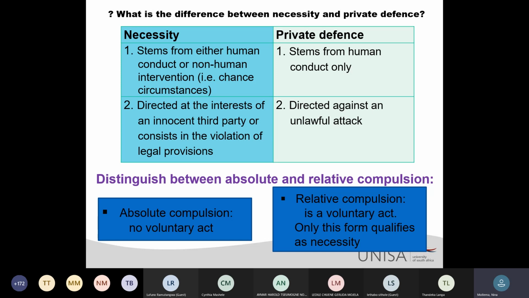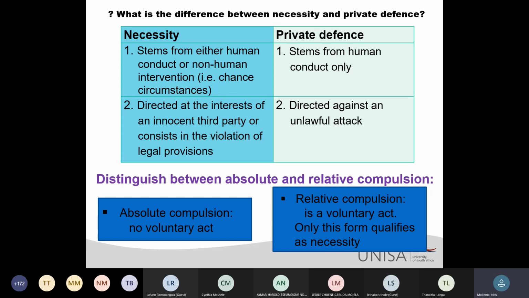In other words, it's an attack from a human being, and it's a defensive act from a human being as well. Then necessity is, secondly, directed at the interest of an innocent third party, or it consists in the violation of legal provisions. So if I use the ground of necessity, I can protect a third person, for example another human being, or I have to violate legal provisions because of necessity.